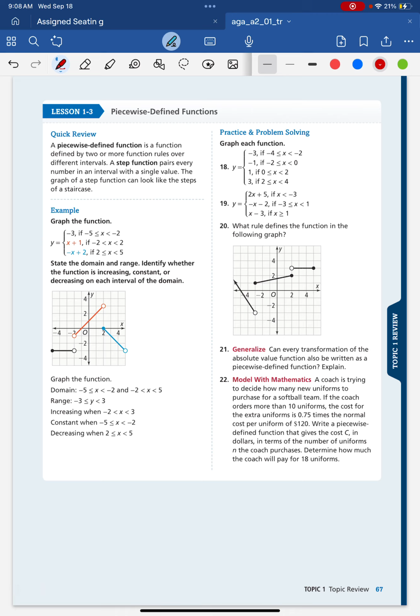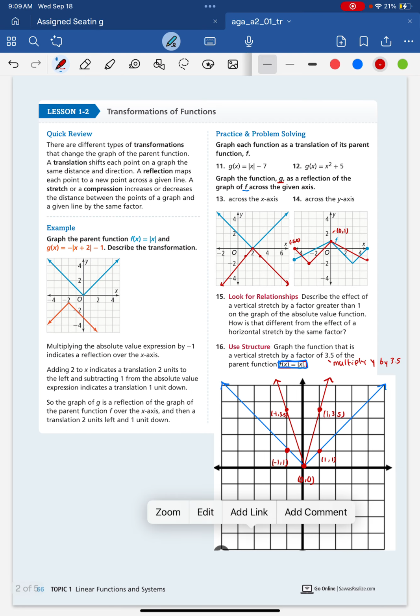And the next thing that we are going to cover are our piecewise functions. So let me copy this graph real quick.